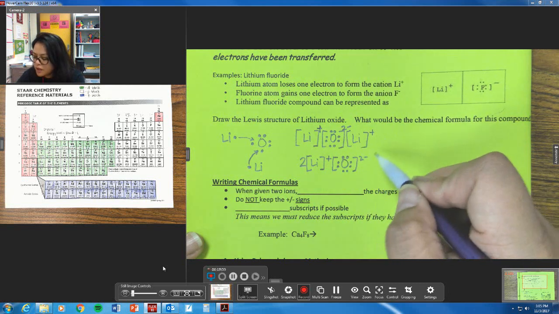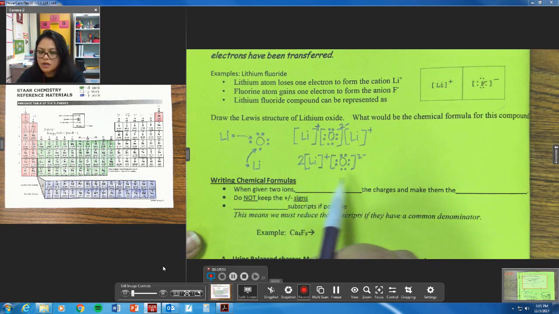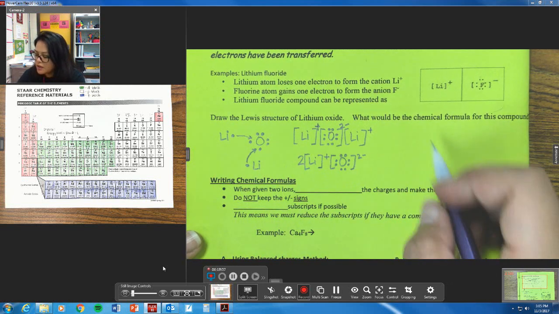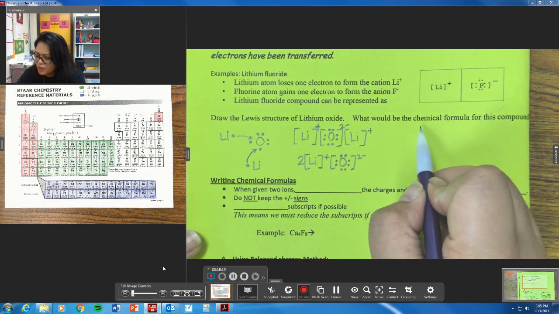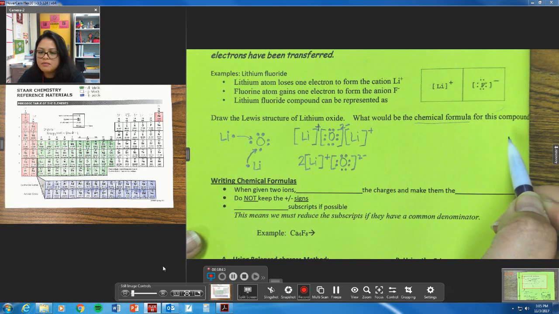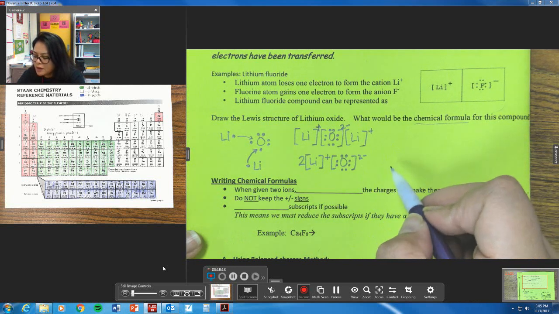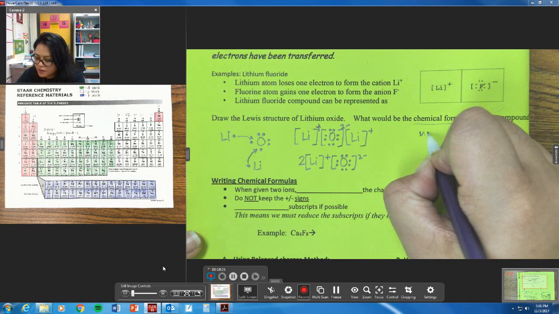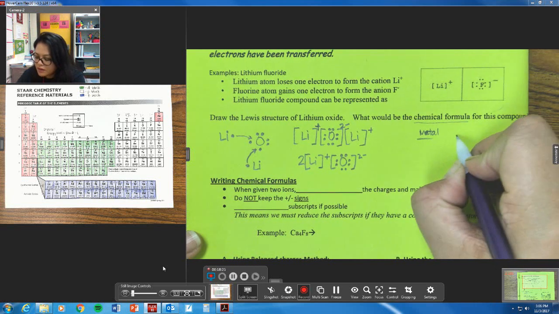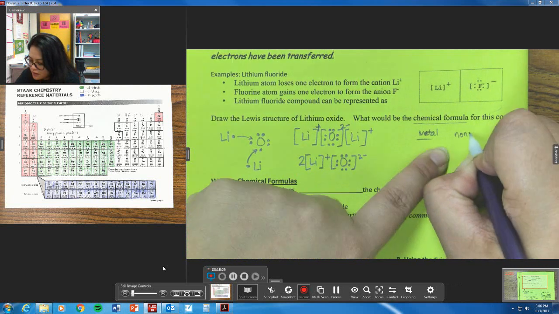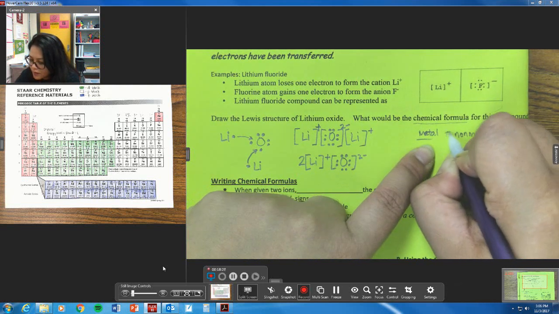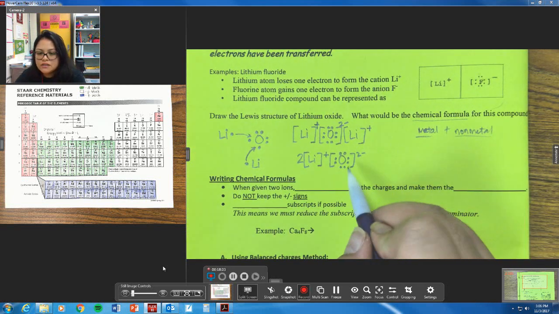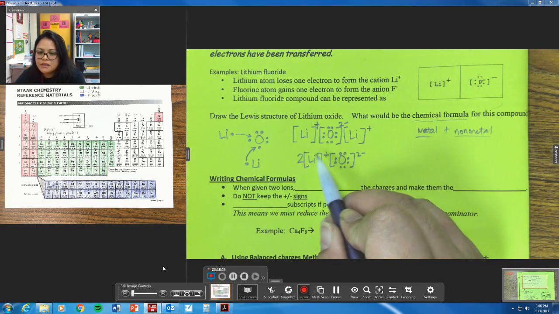So on your homework, I should see this work right here. This is the type of work I expect y'all to show on your homework. Now, what would be the chemical formula for this compound? Well, let's take a look. Remember, when we write our chemical formula, your metal always goes first, and then your nonmetal. So which one of these is your metal? It should be lithium.